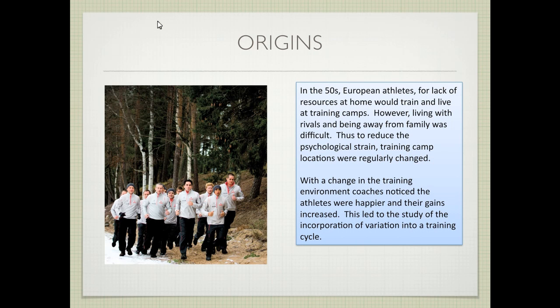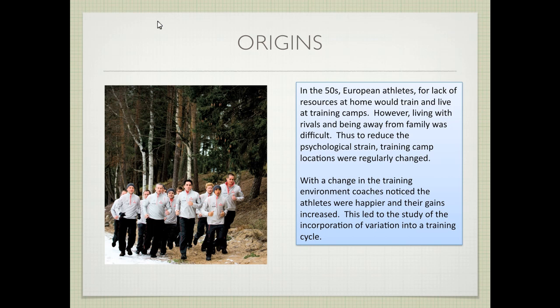The real science of periodization started in the 50s with European athletes. And because they couldn't just go to Gold's Gym. They couldn't go to Powerhouse. They couldn't go to 24 Hour Fitness or McNiff. Those resources weren't around.